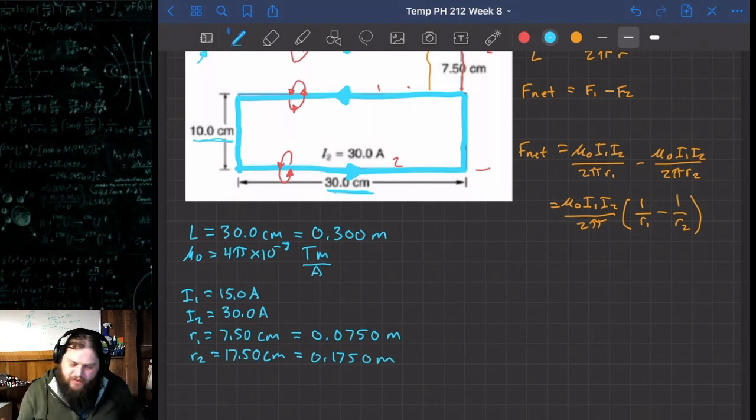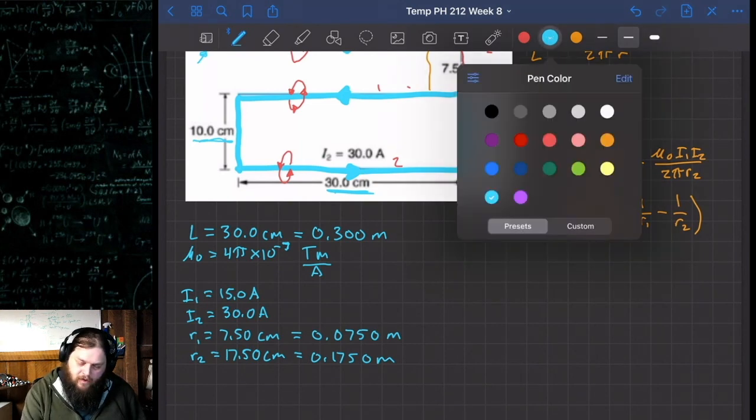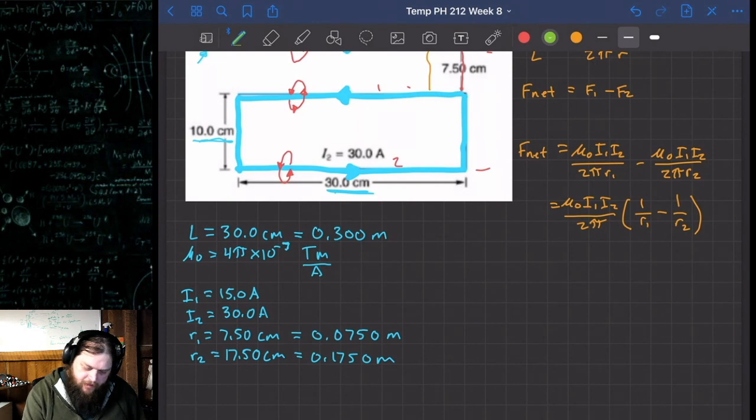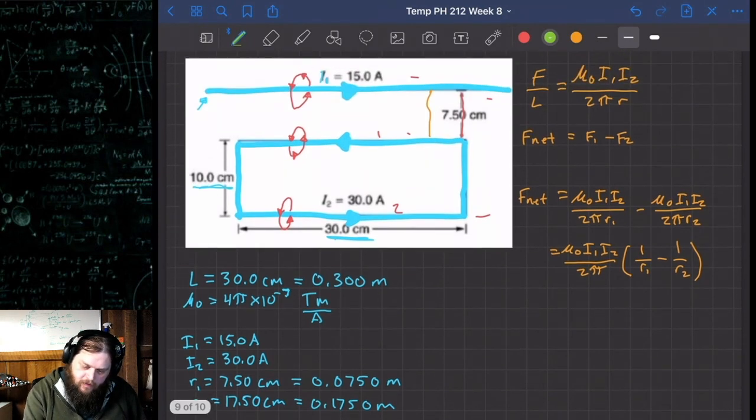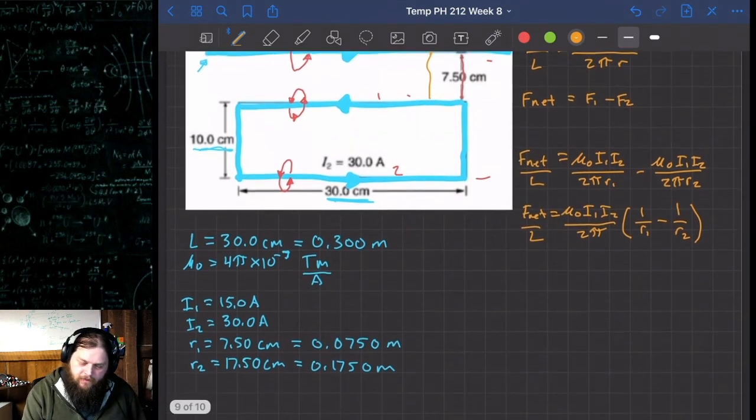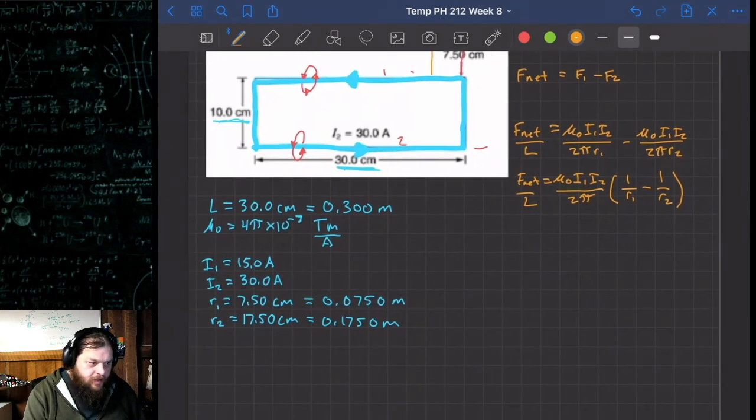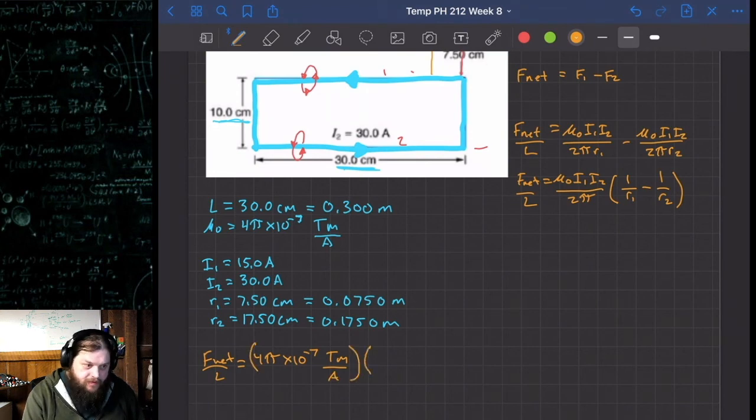So now we should have all the values we need to plug into our equation to solve it. Putting in those values, this is the force per length for everything. Forgot to add that little L at the bottom there. So the force per length for everything would equal 4 pi times 10 to the negative 7 Tesla meters per amp, that's my mu naught, times 15 amps times 30 amps, I1, I2, all divided by 2 pi.